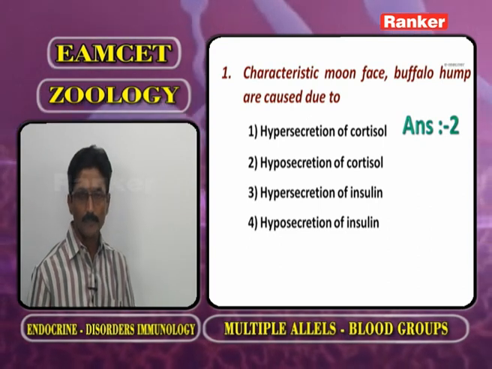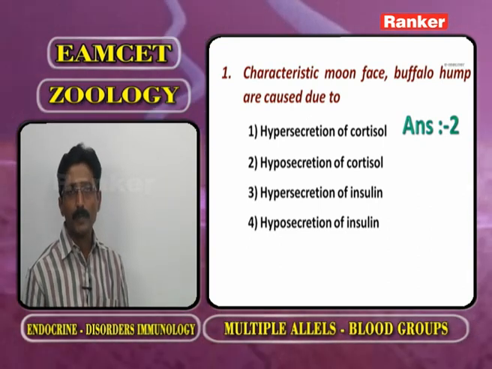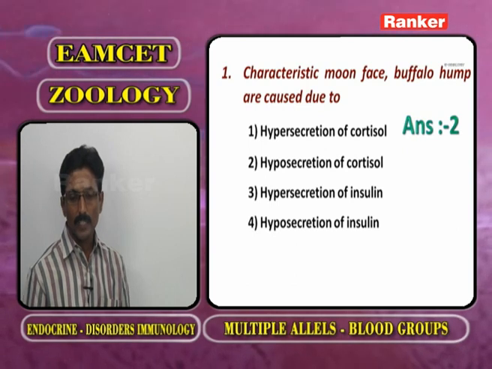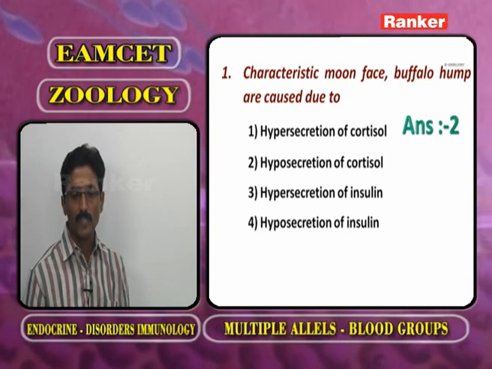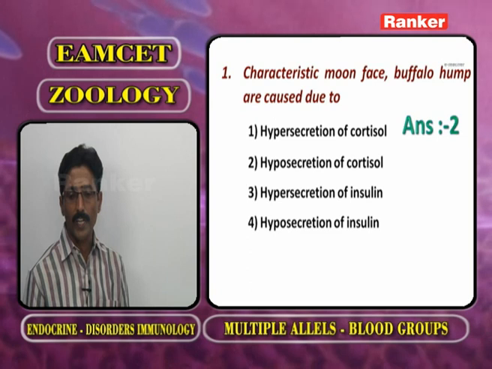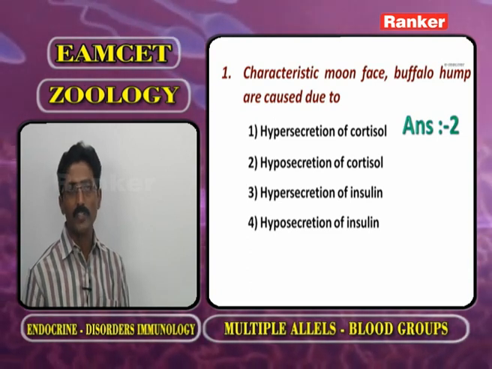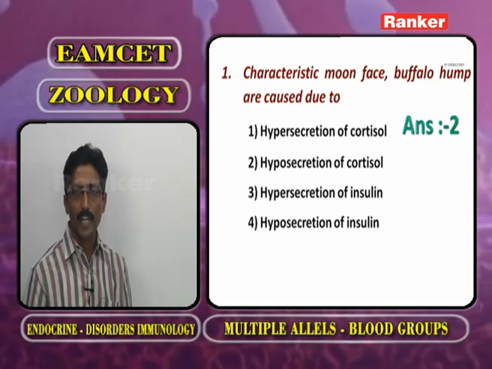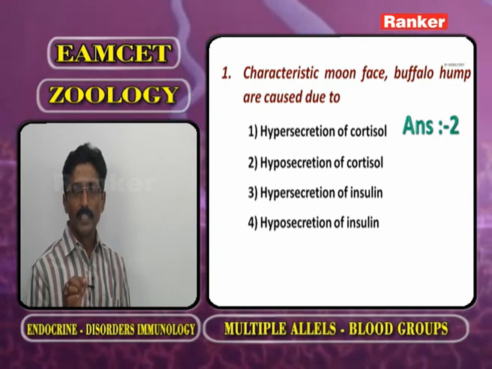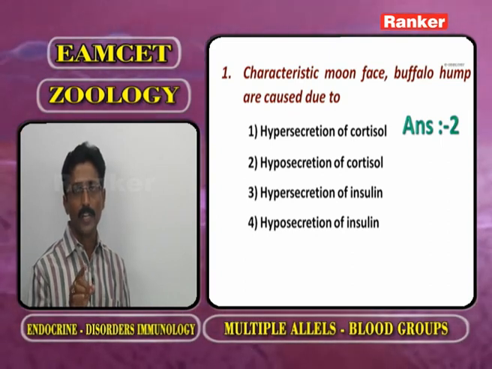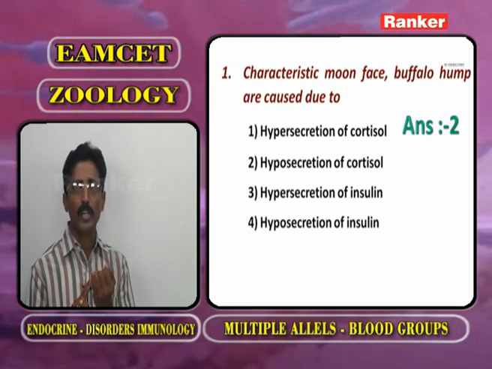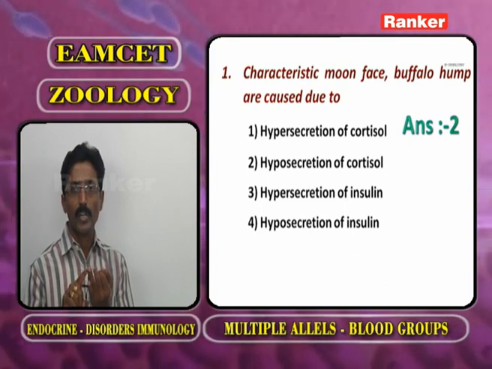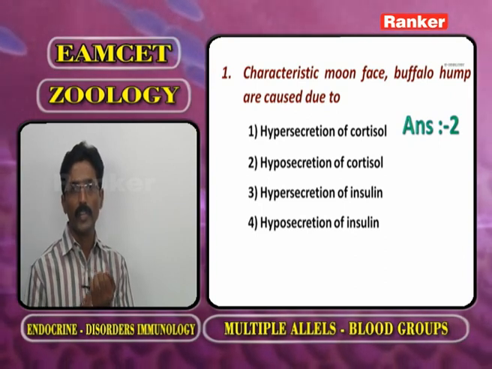What is the reason? One option is hypersecretion of cortisol. The second is hyposecretion of cortisol. The third is hypersecretion of insulin. And the fourth is hyposecretion of insulin. Now, observe the cortex, one part of the adrenal gland. The cortex secretes mineralocorticoids, glucocorticoids and sex corticoids, as we know very well.